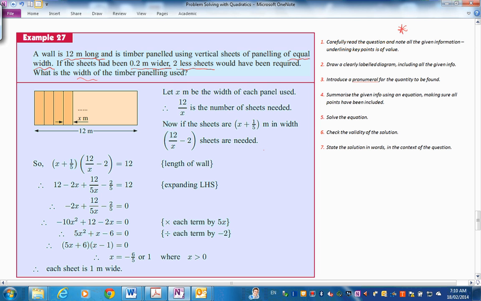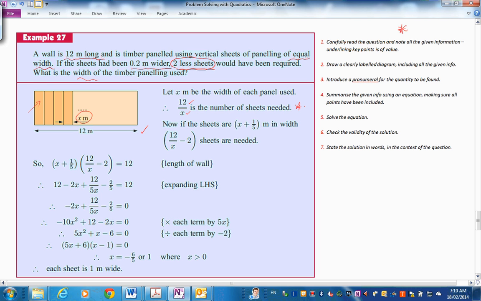Okay, let's draw a diagram. We've got this 12 metres long, and therefore what are we going to do? We're going to put sheets in there like this. Let the sheets be X metres wide, because they said what is the width of the timber panelling. Now, what is the number of sheets? Because it says 2 less, we've got to somehow work this in. So the number of sheets will be, how many times does X go into 12? That's the number of sheets.